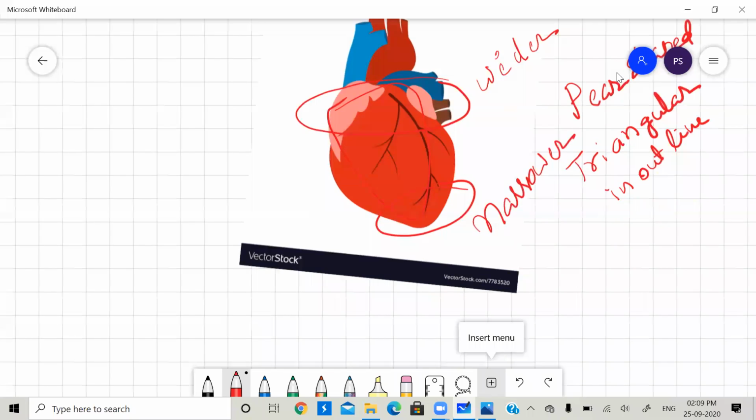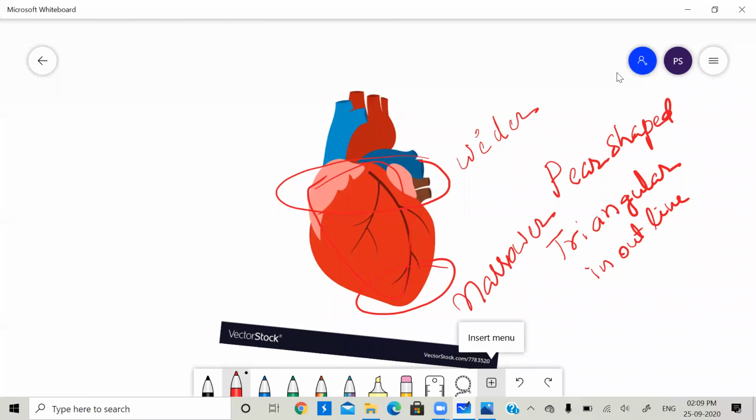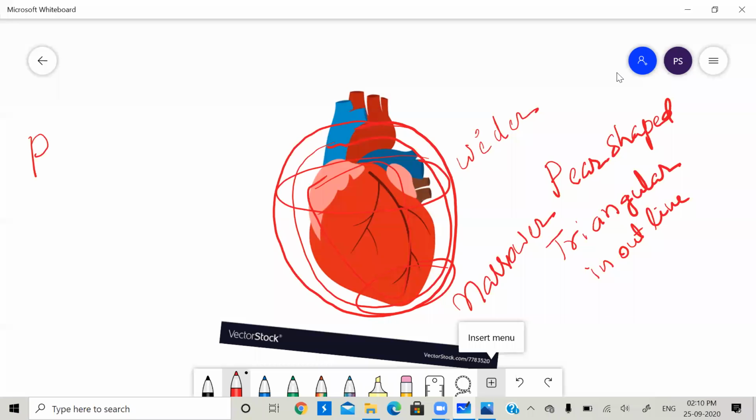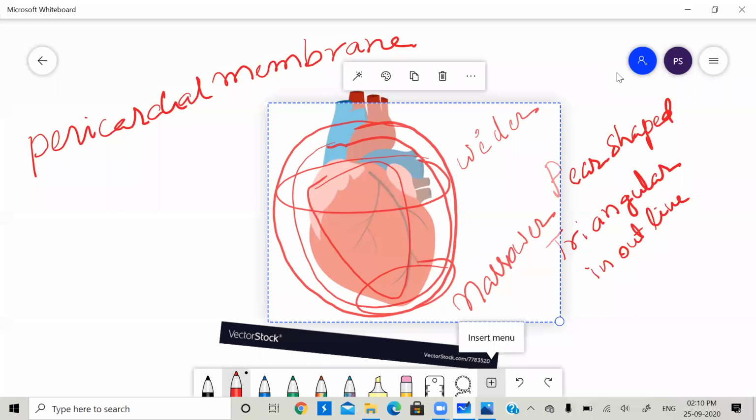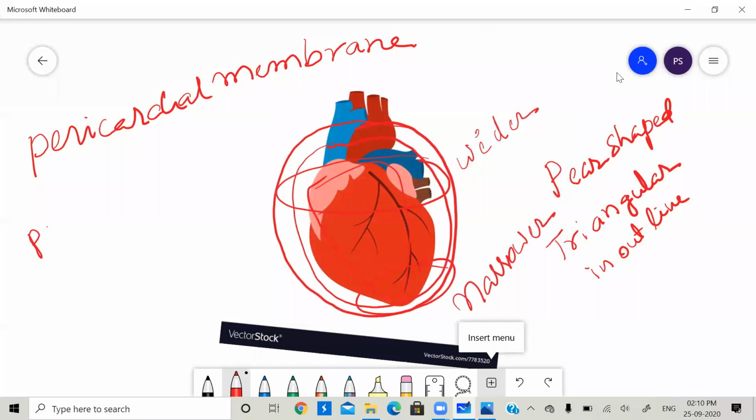Then the entire heart is covered by two layers. This is one layer, and this is the second layer. The heart is surrounded by two layers. The layers are called pericardial membranes. The membrane is called the pericardial membrane, or it is also simply called the pericardium.